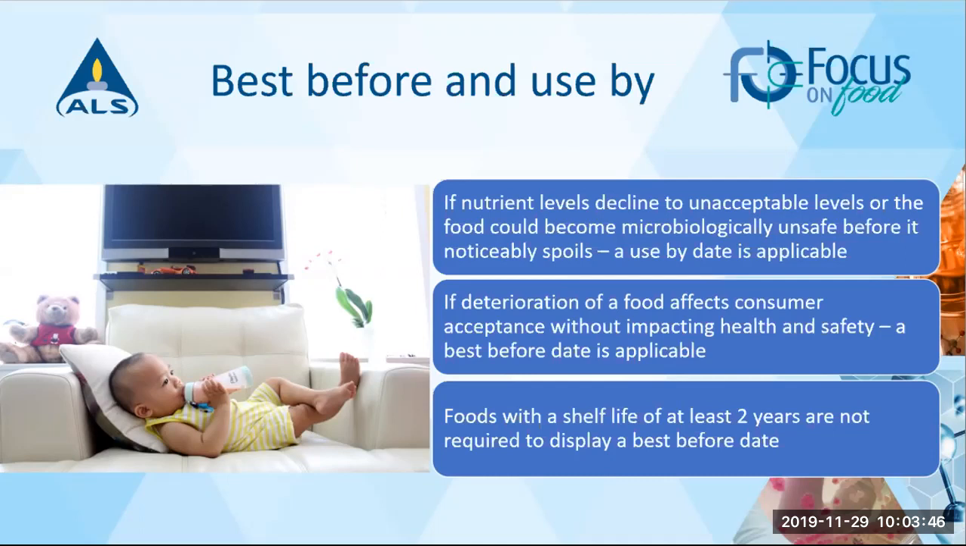The wording in the standard is that if the nutrient levels decline to unacceptable levels in a food that's intended to form the sole source of nutrition for a person's diet, or if the food can become microbiologically unsafe before the food noticeably spoils, then a use by date is applicable. Where deterioration of a food affects consumer acceptance without impacting health and safety, a best before date is applicable. Foods with a shelf life of at least 2 years are not required to display a best before date.